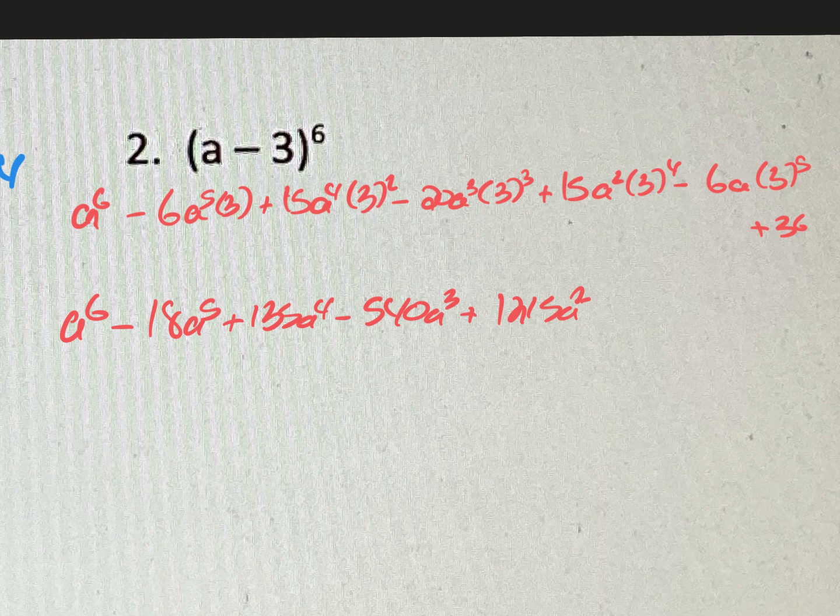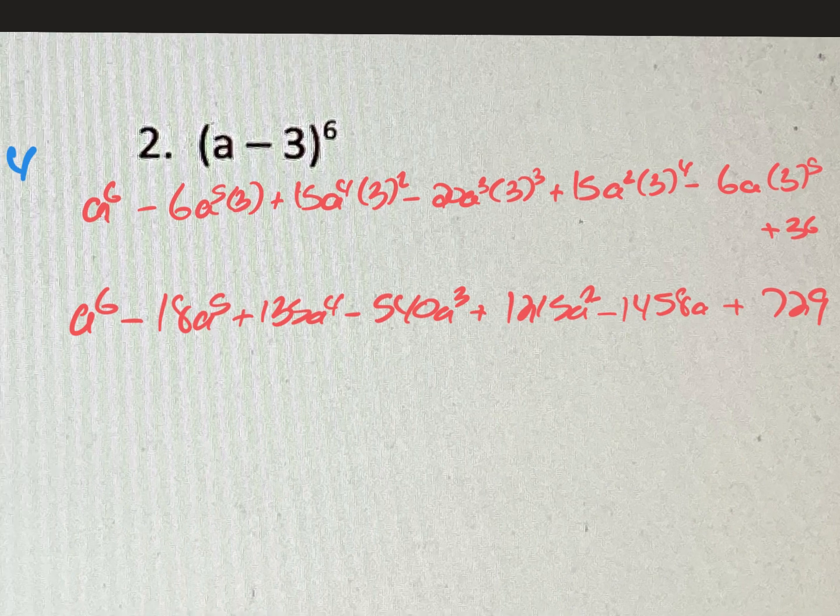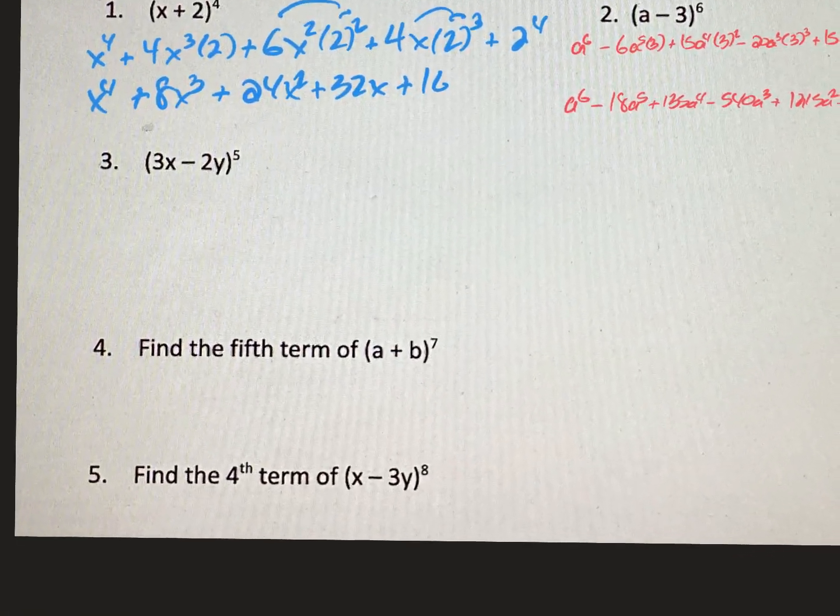6 times 3 to the fifth, 3 to the fifth times 6 is 1,458a, and then 3 to the sixth power is 729. And that's all you got to do on that one. I'm being sarcastic. Number 3, 3x minus 2y to the fifth.